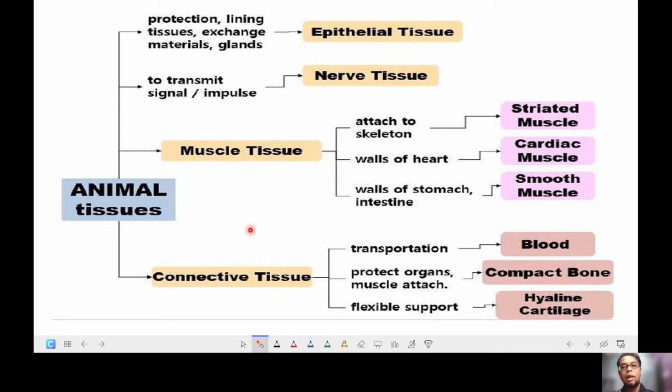And another type of animal tissue will be the connective tissues. There are several types of connective tissues actually, but we need to know three major types. Number one will be the blood, which is very important in transportation. The second type will be the compact bone tissue, which is important to protect the organs and also for muscle attachment. And the third type will be the hyaline cartilage, which is important to provide flexible support.